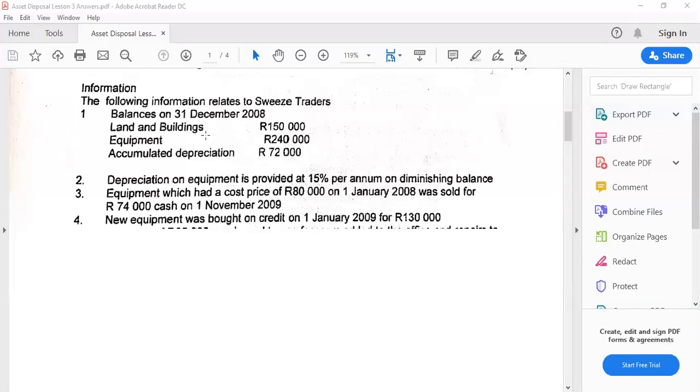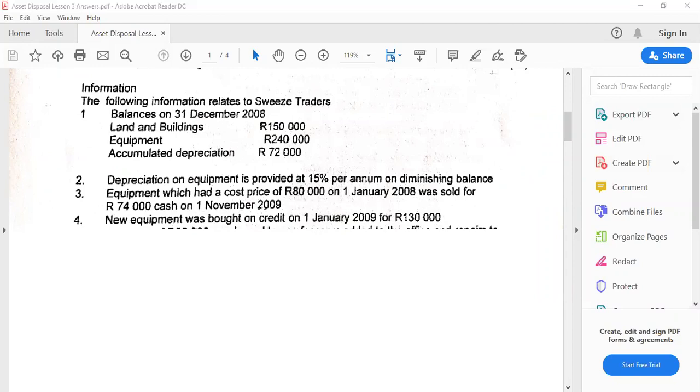Okay, so they told you land and buildings 150,000 rand. Equipment was 240,000 rand and accumulated depreciation was 72,000 rand. Then they went on further to say that the depreciation on equipment is provided at 15% per annum on the diminishing balance method. The equipment, which had a cost price of 80,000 rand on the 1st of January 2008, was sold for 74,000 rand cash on the 1st of November 2009.